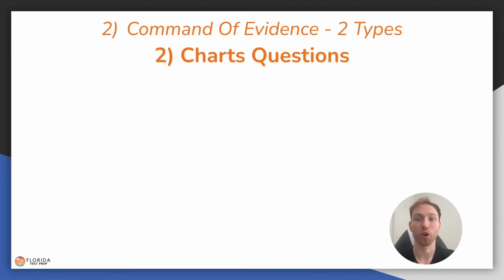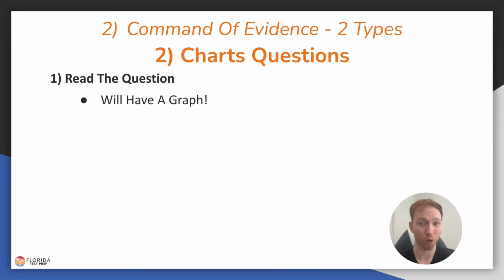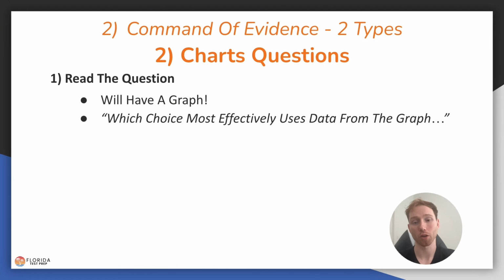The second type of question are going to be charts questions. The first step is to read the question. You can recognize these because they have a chart or a graph in the question, but also they ask you which choice most effectively uses data from the graph. That's how you can recognize these.